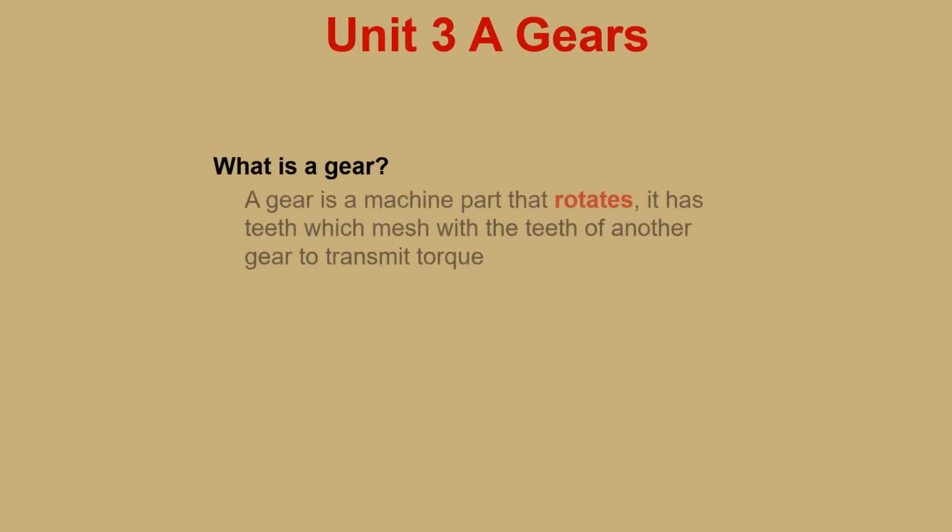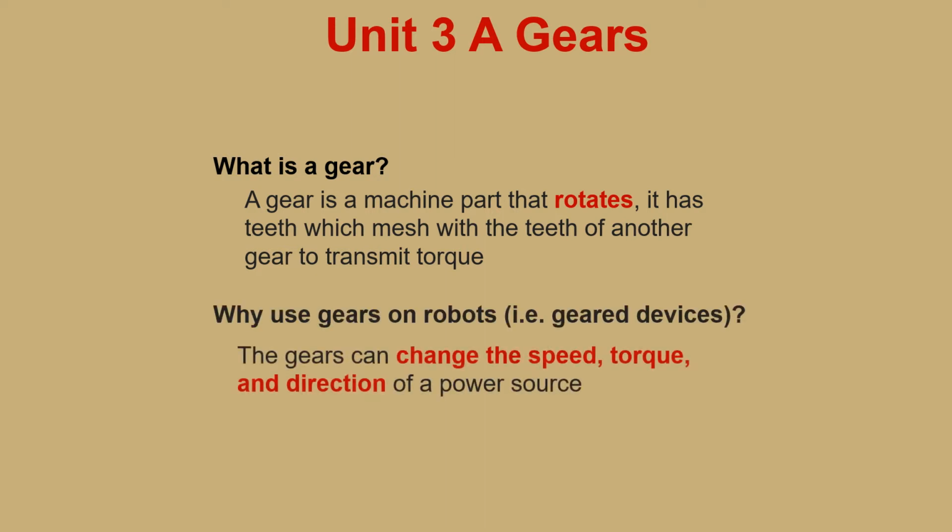All right, so unit 3A, what are the gears? What is a gear? A gear is a machine part that rotates. It has usually got teeth and mesh with the teeth of another gear, and then they transmit the torque. And so why do we bother using gears on robots? Well, gears can change the speed, the torque, or the direction of a power source.